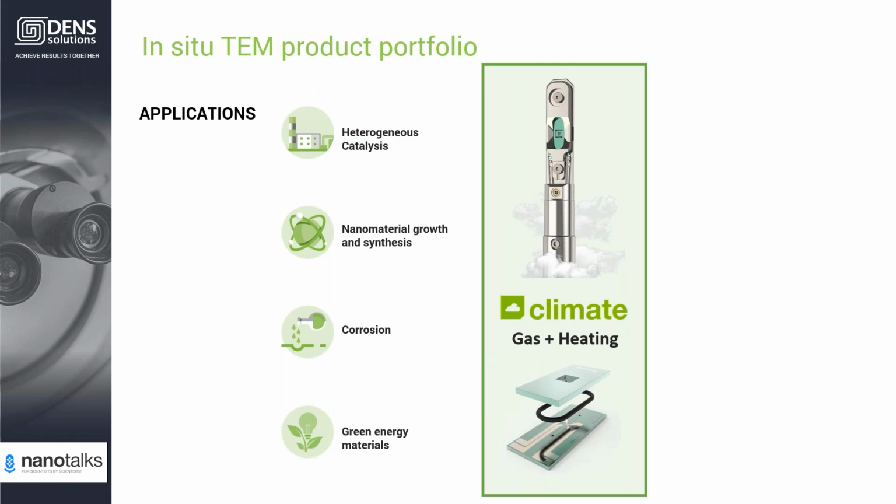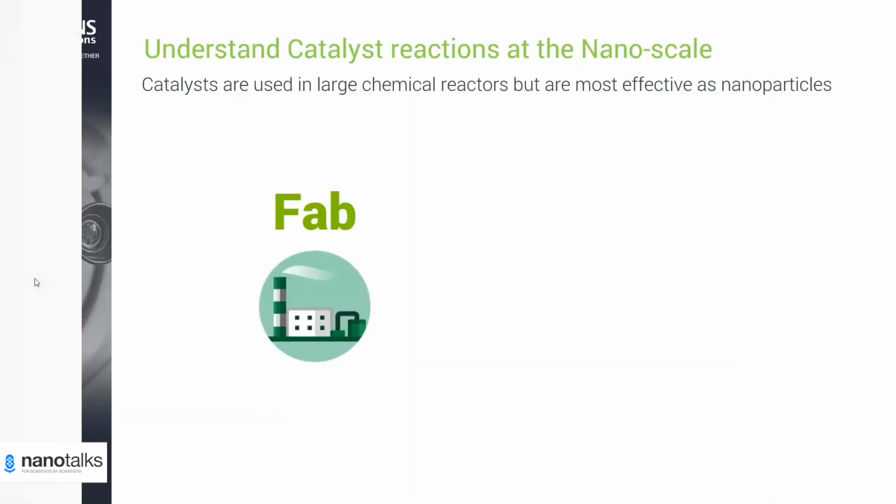Most important application is heterogeneous catalysis, but we also have a lot of customers and publications who are in the field of nanomaterial growth and synthesis. 2 other applications that we will not be discussing today, but are still linked to Climate, are corrosion and green energy materials. But let's first start with the main application, which is heterogeneous catalysis.